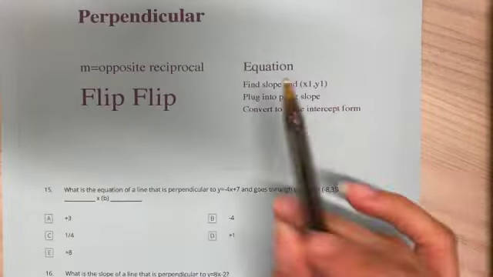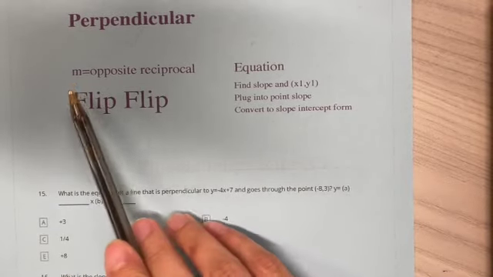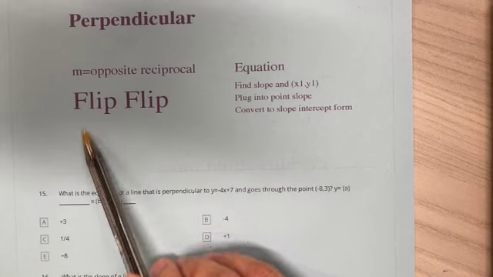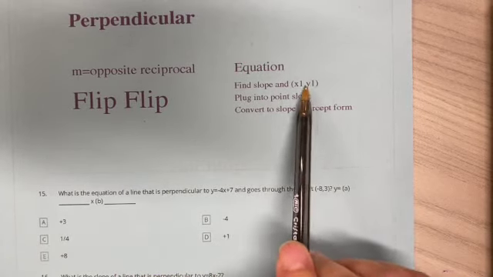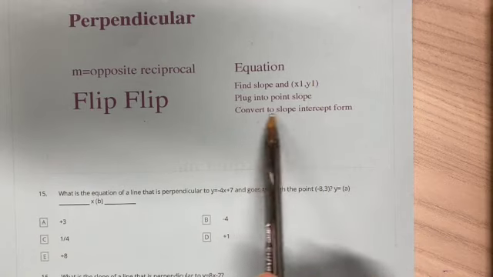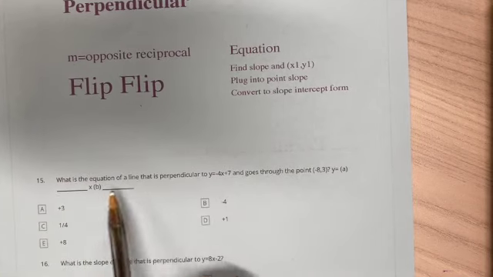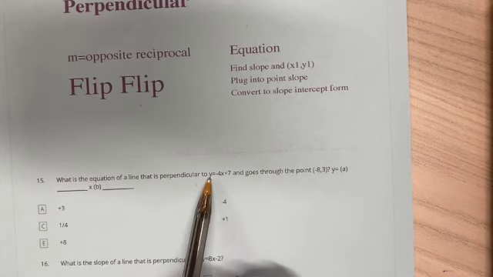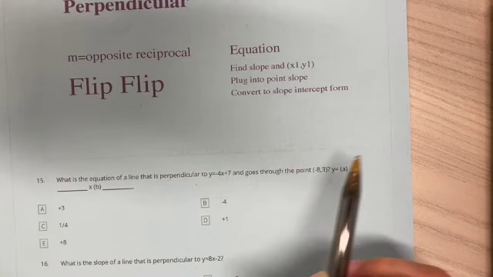Next section, perpendicular. So remember, m is the opposite reciprocal. That means we flip the fraction, flip the sign. Equation, find slope, x1, y1, plug into point slope, convert to slope-intercept form. Lots of steps. So right here, what is the equation of a line that is perpendicular to y equals -4x plus 7 and goes through the point -8, 3?